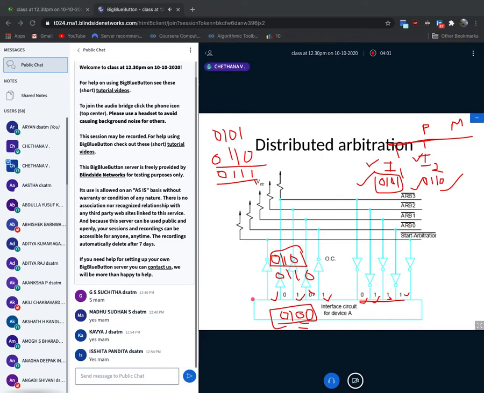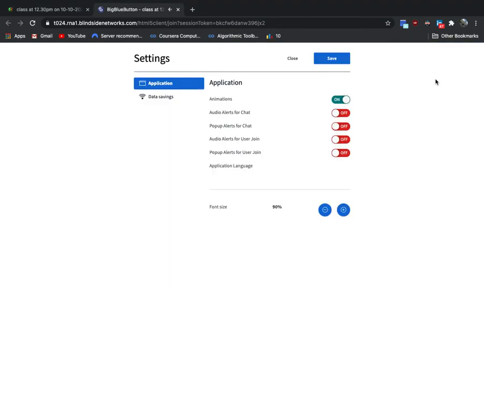Now out of these two devices, I1 with unique ID 0101 and I2 with unique ID 0110, both are fighting each other. The bus will be available to device number 2. Why did I give ownership to device number 2? Because after finding the discrepancies, the comparison result is the same as its unique ID. So I'm going to provide the bus to this particular device. Have you got this point?